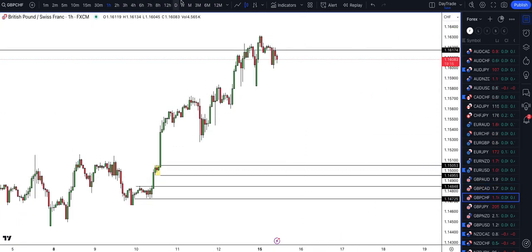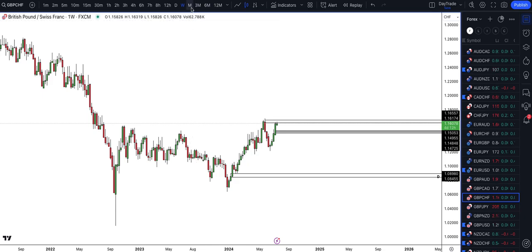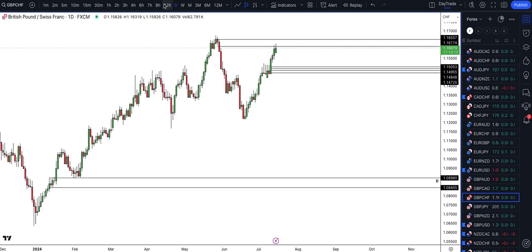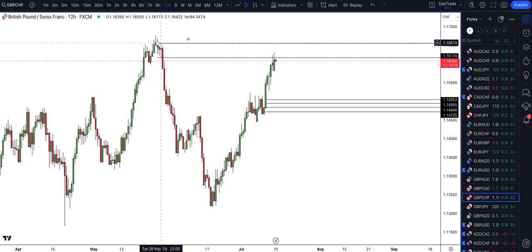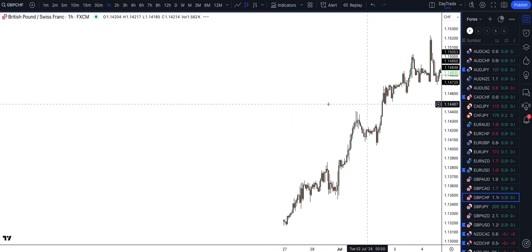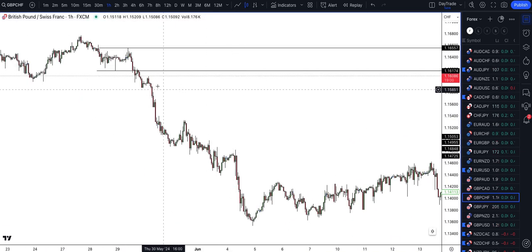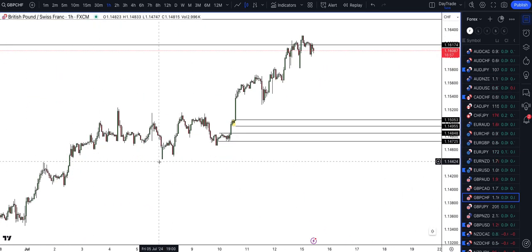Pound Swiss. What are we moving into here? What zone is it? 12-hour zone. Again, not one we're taking. The leg in's not good enough. And it's already been retested. So yeah, not a trade we're putting on.